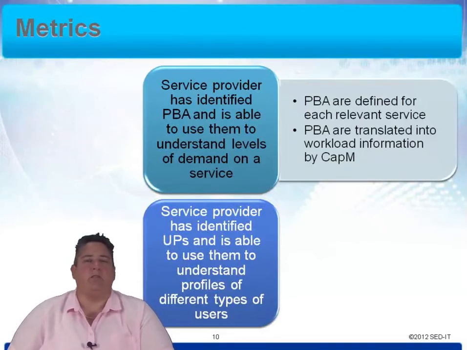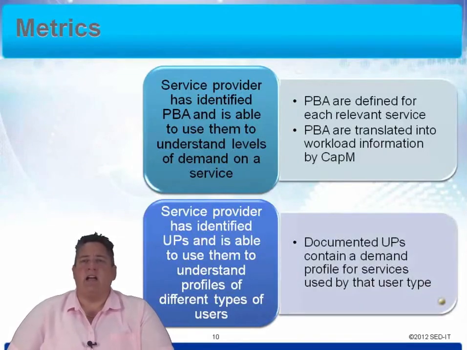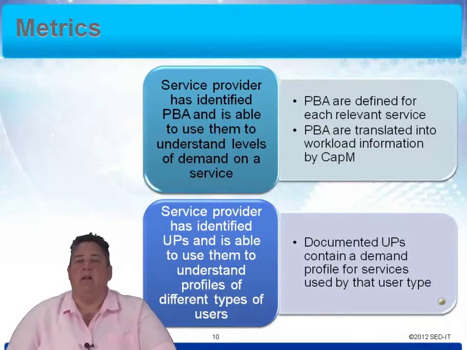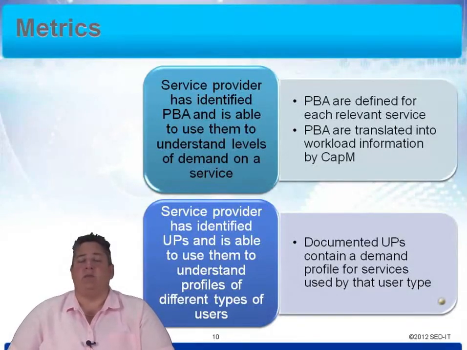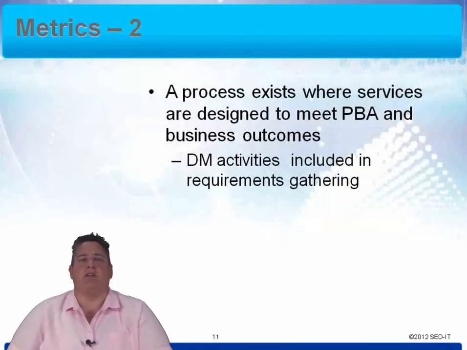Okay, so I bet you the measures are going to be similar. That we have documented UPs and they contain a demand profile for services used by that user type. So in other words, have we the documentation in how we deliver the service and how we plan for capacity for now and in the future. So that should be reflected in the capacity plan as well as in the demand management documentation. It could also be in the service design documentation that would be associated with that service design package, could be in appendices to an SLA, etc. So there's a lot of different places where that piece of information could show up.